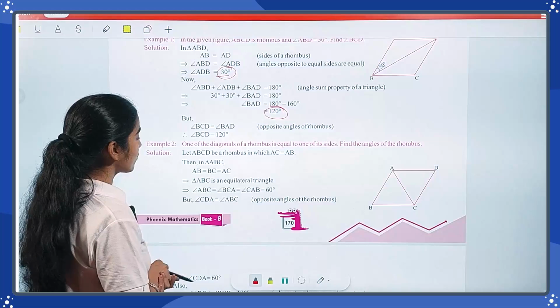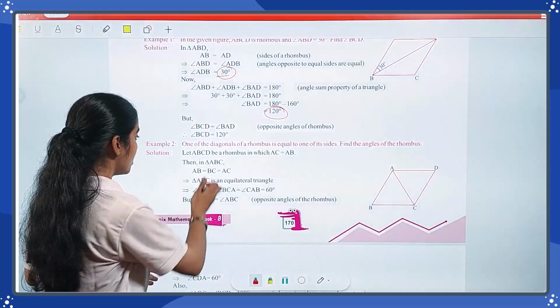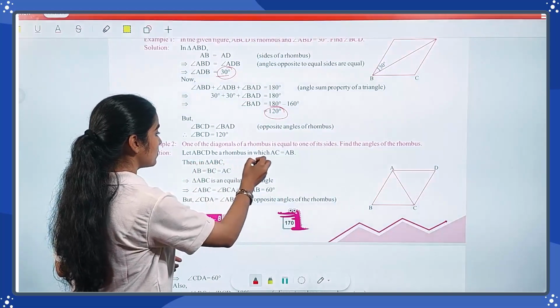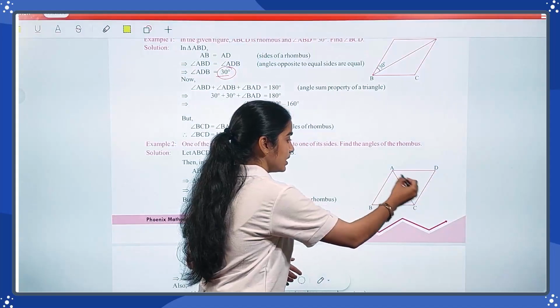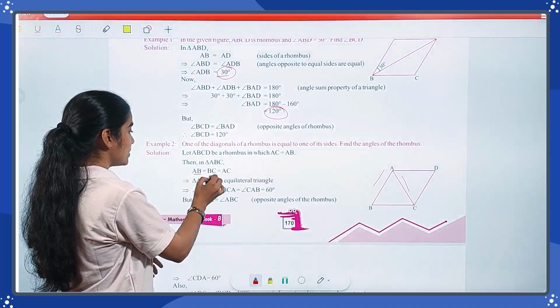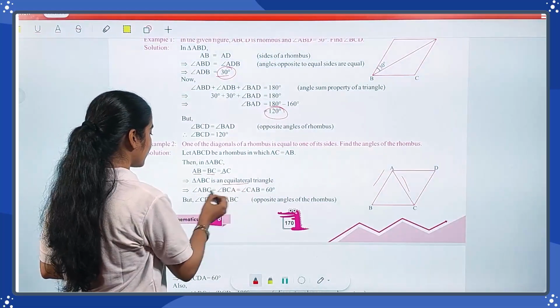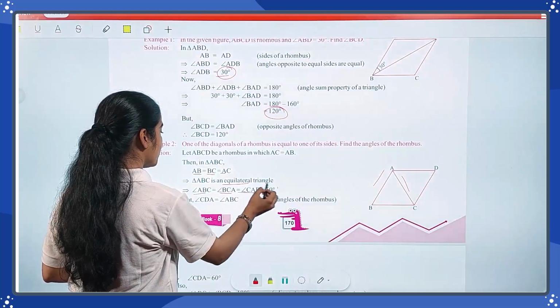One of the diagonals of a rhombus is equal to one of its sides. Find the angles of the rhombus. So let ABCD be a rhombus in which AC is equal to AB. AC is equal to AB, and then in triangle ABC, AB is equal to BC is equal to AC, which is an equilateral triangle. So angle ABC is equal to angle BCA and angle CAB, which is 60 degree.